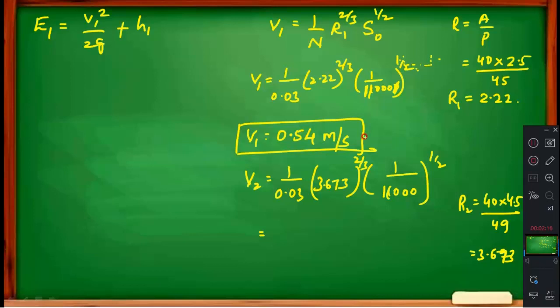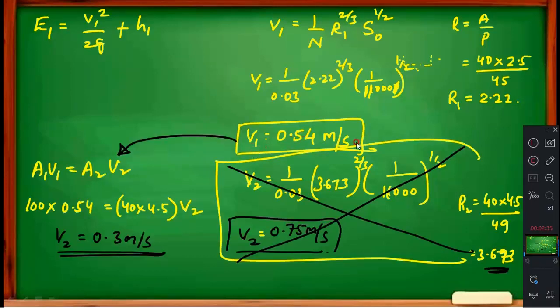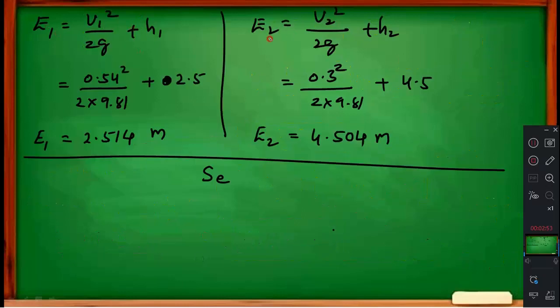V1 is equal to 0.54 meter per second. This I will update later. This method, why we need to avoid that, I will update later. By using the continuity equation A1 V1 equal to A2 V2, we calculate V2 is equal to 0.3 meter per second. Then we will calculate E1 and E2 with the usual method. E1 equal to V1 square by 2G plus H1, substitute, get 2.514, and E2 equal to V2 square by 2G plus H2, substitute and get 4.504.